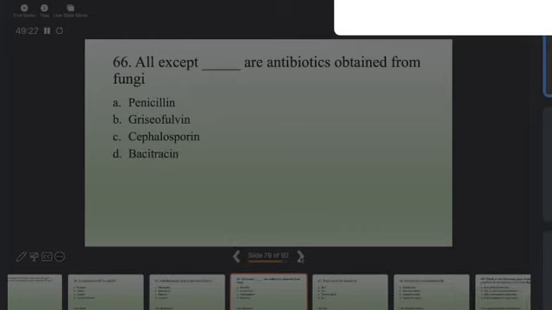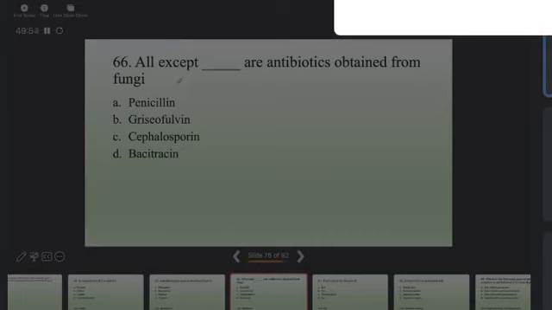Okay, this one is actually kind of tricky, because we do not expect antibiotics to be obtained from fungi, but that is how it is happening. They are grown out of molds, a lot of them from fungal organisms, and then they are produced.